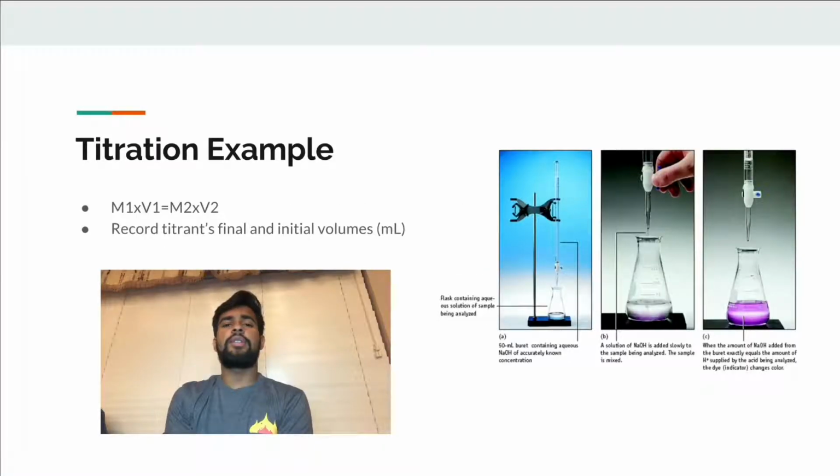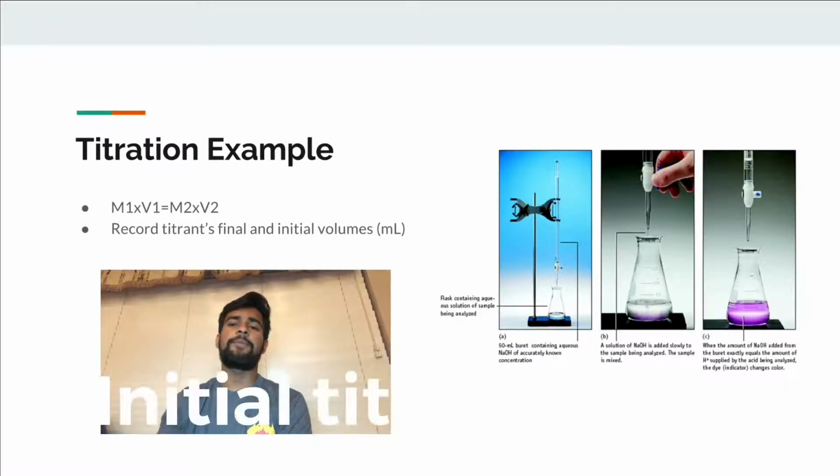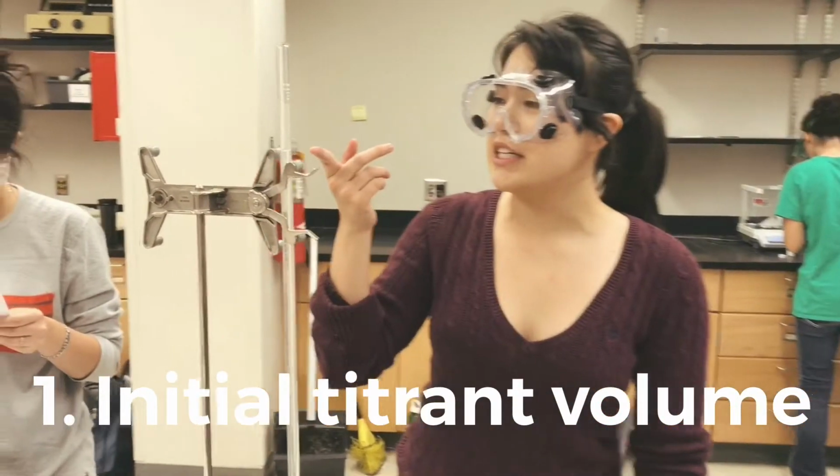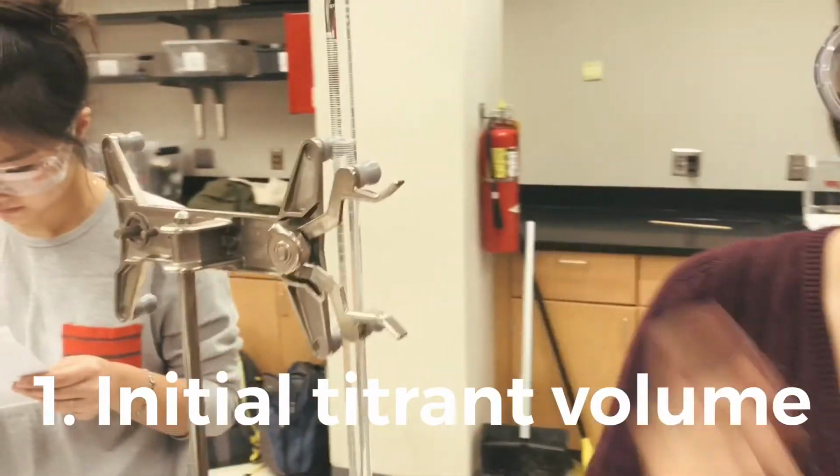In order to determine the concentration of a solution, we need to find the initial and final volumes of the titrant. In order to determine the initial volume of the solution, we simply place some amount of solution into the burette and read the graduations on the burette to 1 degree of uncertainty. So the initial volume is 4.70.